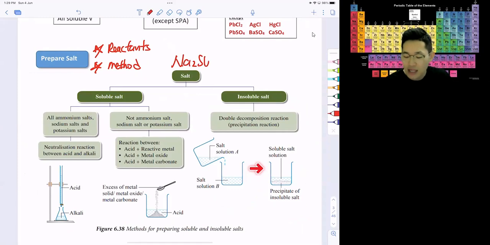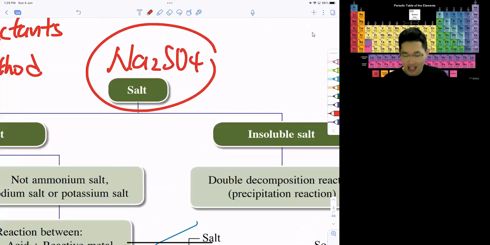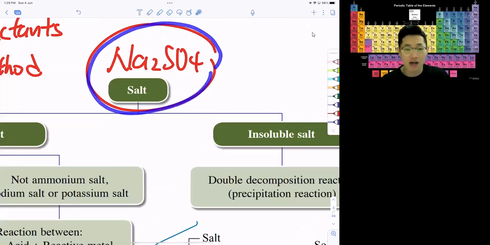Okay, now see, let's say a salt like this is given. Question wants me to make sodium sulfate. Give the screen some time. It's loading. Okay, the question wants me to make sodium sulfate.